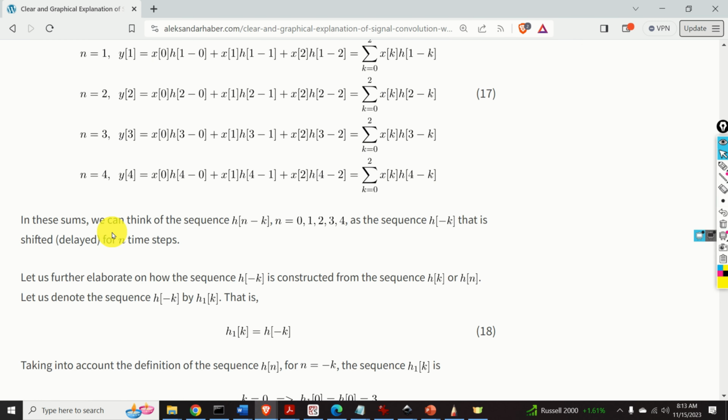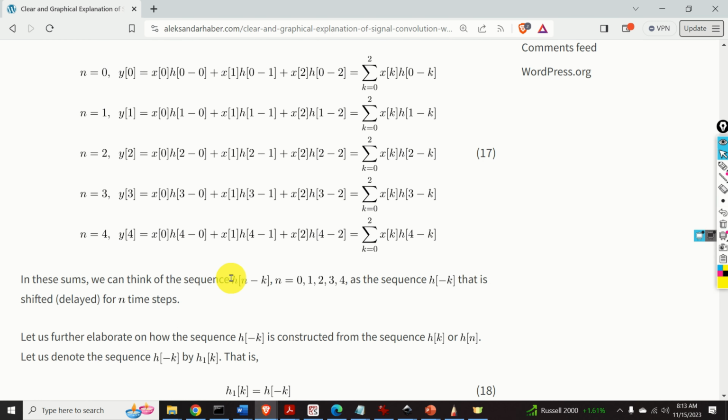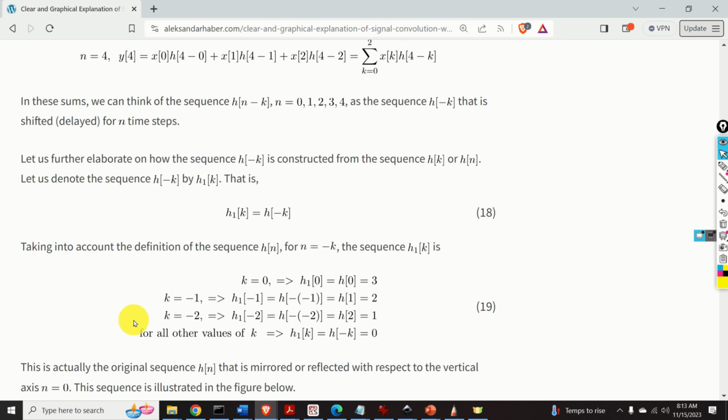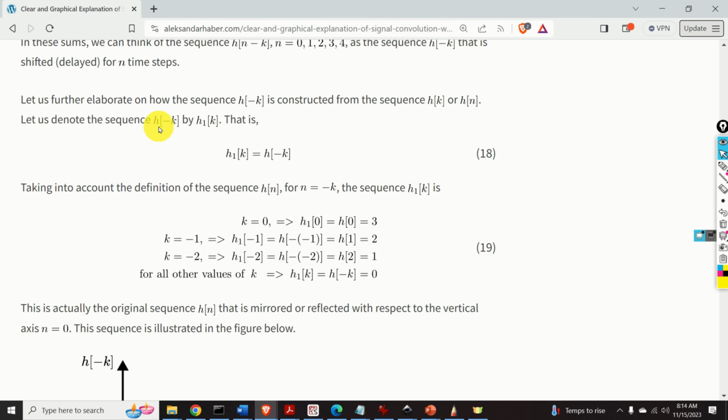That is, in these sums, we can think of the sequence h of n minus k for n equal to 0, 1, 2, 3, and 4 as the sequence h of minus k that is shifted or delayed for n time steps. Let us further explain how the sequence h of minus k is constructed from the sequence h of k, or equivalently h of n. Let us denote the sequence h of minus k by h1 of k.